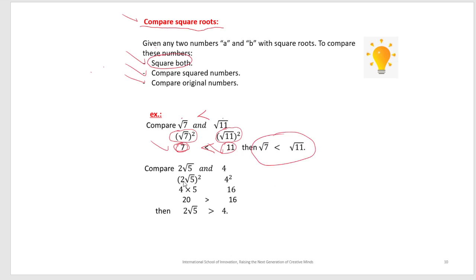So for example 2 radical 5 and 4. 2 radical 5 and 4. We'll take more examples now here. Square both sides. So 2 radical 5 squared, 4 squared. So we square both sides here and here. Fine. 2 radical 5 all of its square. What will it be? 2 radical 5 all of its square. So I'll explain here a little bit.